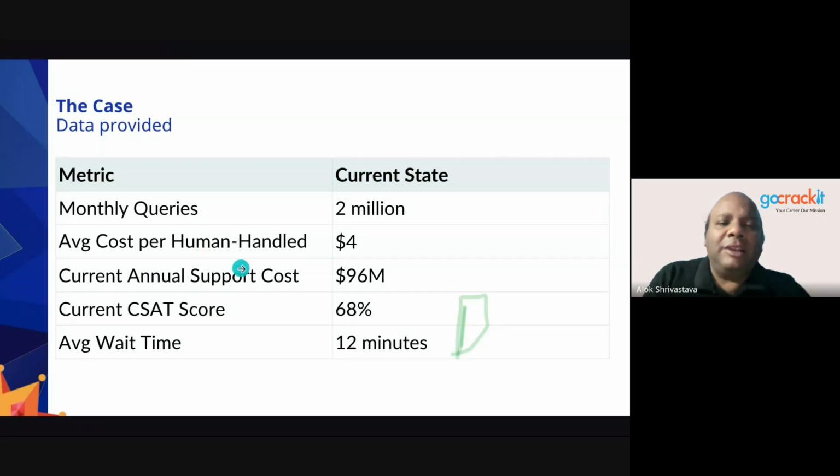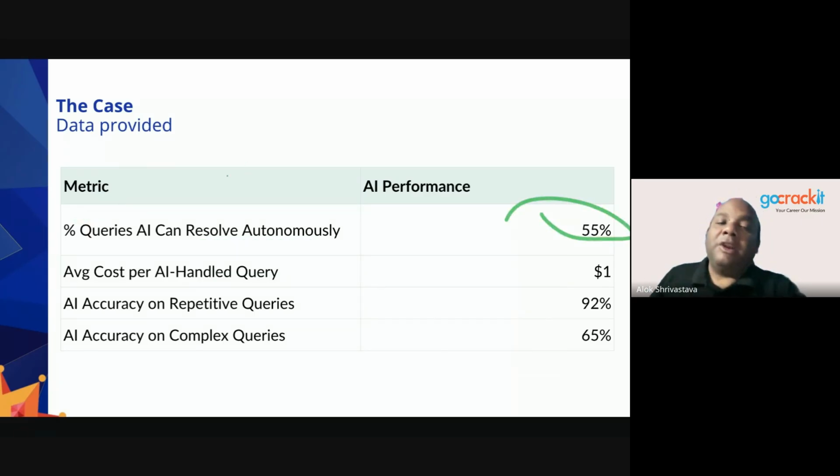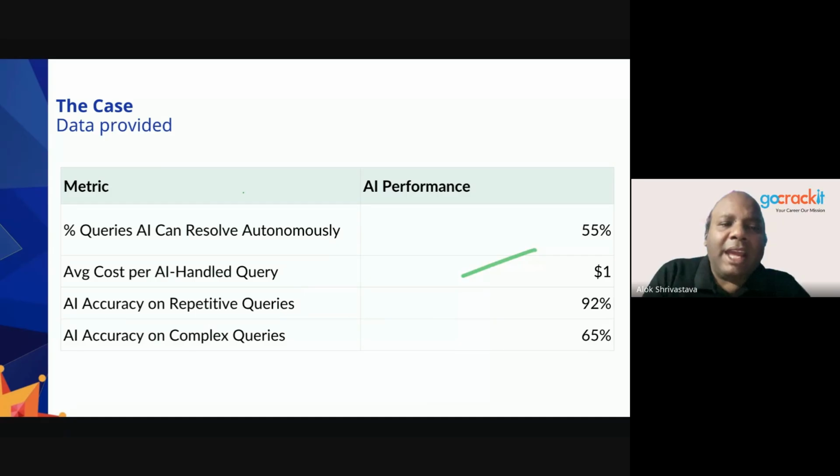Okay. Now let's say some more data is given. Let's say this is a very important data for AI analysis. The percentage of queries AI can resolve autonomously is, let's say, 55%. So if you get 100 queries, 55% are resolved automatically, repetitively, or autonomously. Average cost per AI handled query is $1. AI accuracy in repetitive queries is 92%. AI accuracy in complex queries is 65%. Let's say that is the data given to you.